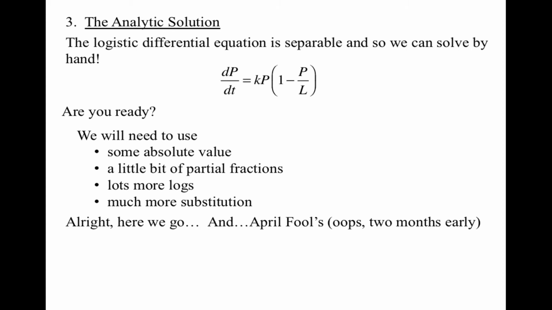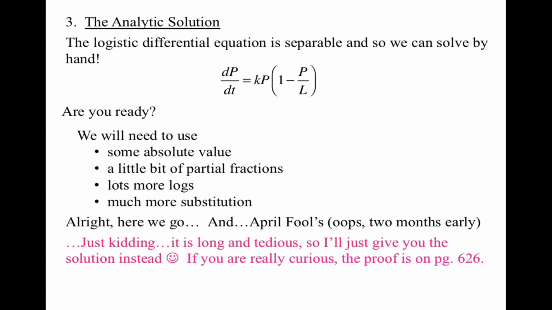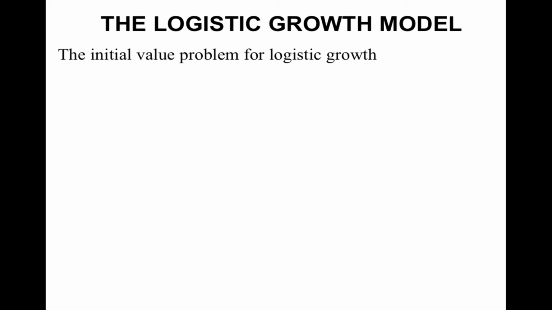Just kidding. April Fools. Nope, it's 2 months early. I'm going to be really, really nice. It's long and tedious, so I'll just give you the solution instead. If you're super curious about where this solution comes from, the proof is on page 626 in your book. And you're welcome. So here's our solution.